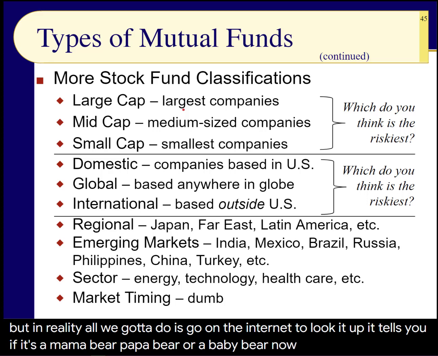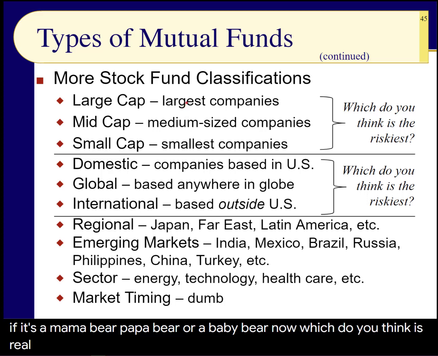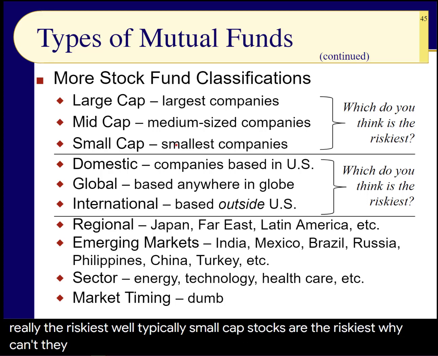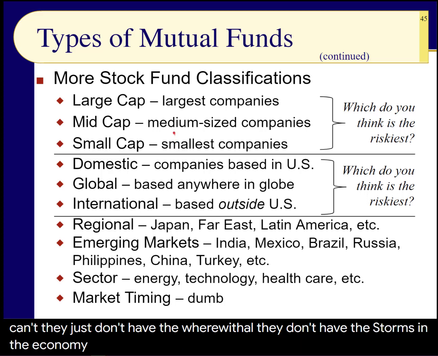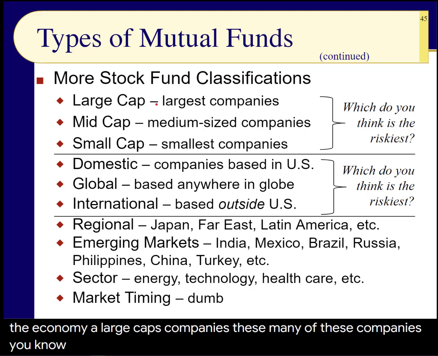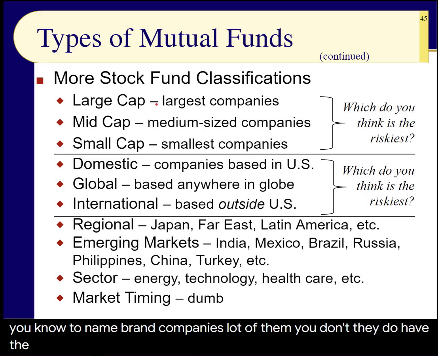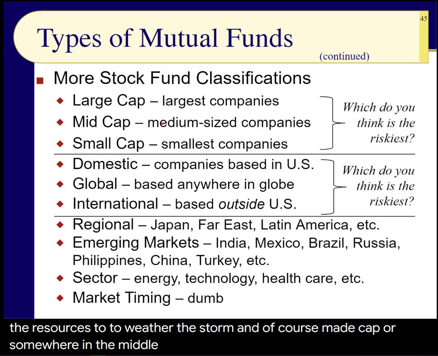Now, which do you think is the riskiest? Well, typically small cap stocks are the riskiest. Why? They just don't have the wherewithal. They don't have the resources to weather storms in the economy. Large cap companies, many of these companies are name brand companies. They do have the resources to weather the storm, and of course mid cap are somewhere in the middle.